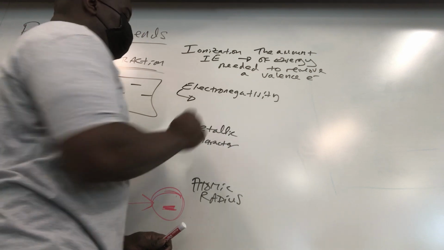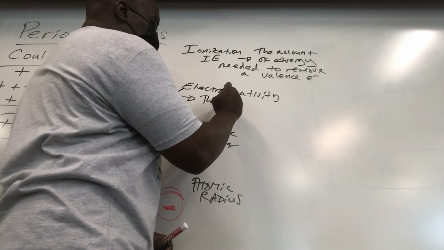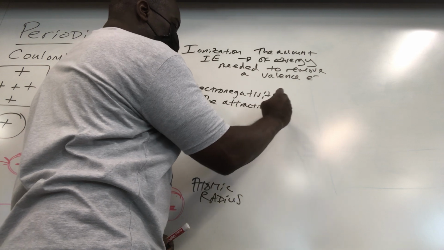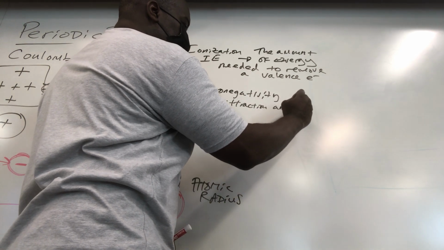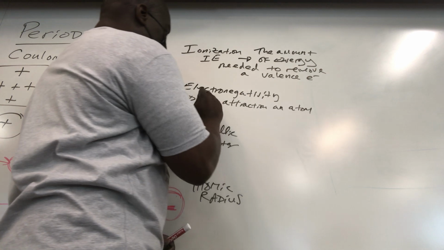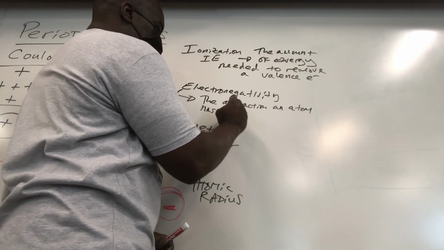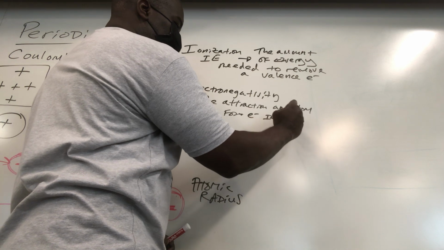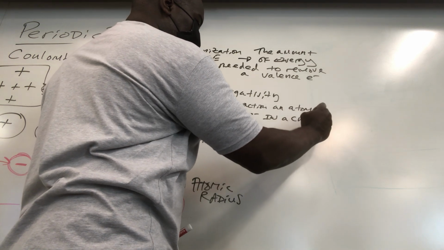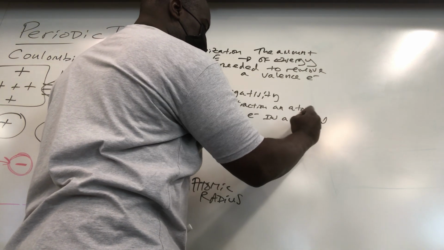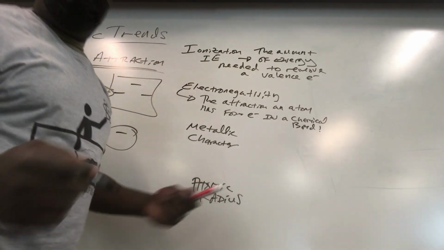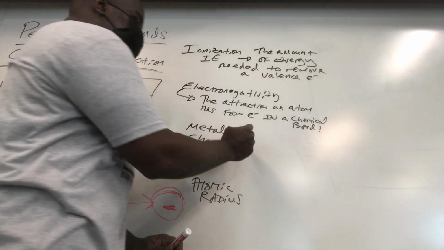Electronegativity, okay, is the attraction an atom has for electrons in a chemical bond. Okay? So I say in terms of electronegativity, think of tug of war. All right? Metallic character.